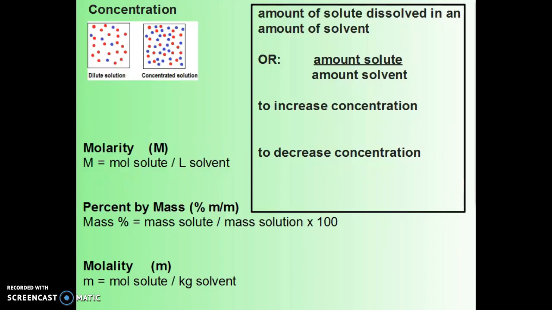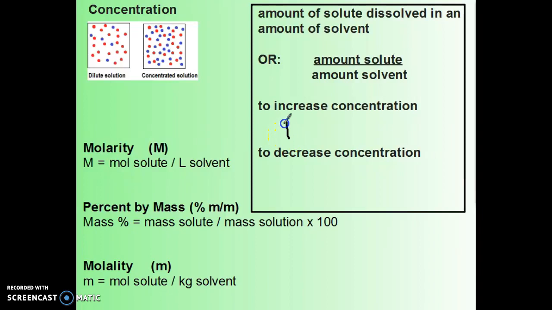So in general, we can take this definition, amount of solute dissolved in an amount of solvent, and we can turn it into a mathematical definition where you see the fraction of amount of solute divided by amount of solvent. And that's the general mathematical equation we use for concentration. If you want to increase your concentration, because it's essentially a fraction, you can increase your amount of solute, making the fraction bigger on the top, or you can decrease your amount of solvent, making your fraction smaller in the denominator.